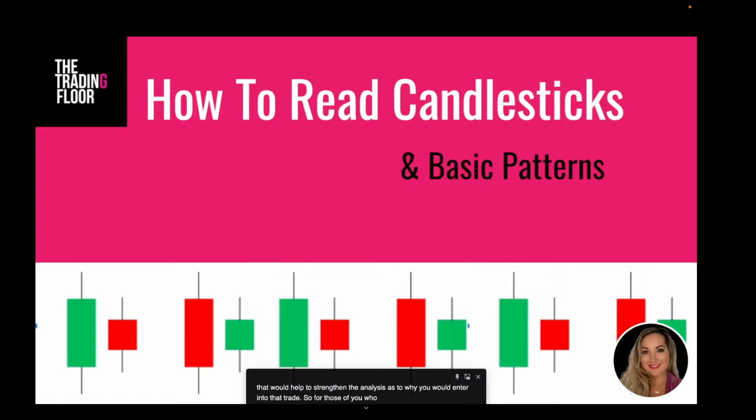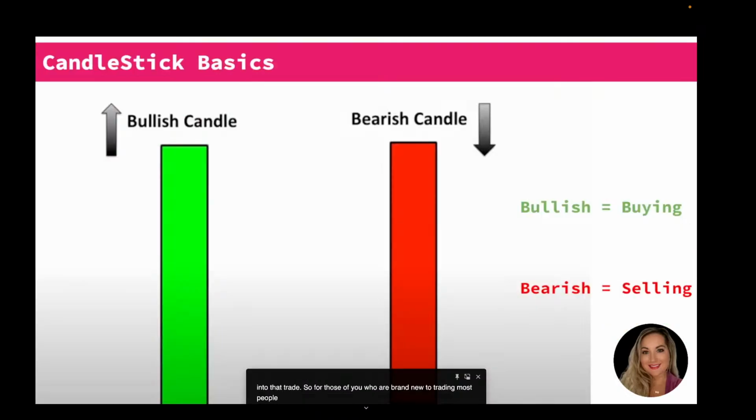So for those of you who are brand new to trading, most people use the Japanese candlesticks, which are formed by time. Each candle is formed by a set time. When you see things like 1 minute, 3 minute, 5 minute, 15 minute, 1 hour, 4 hour, daily, those time frames on your chart, say hypothetically we clicked on the 5 minute time frame, that would mean that each candle that prints is 5 minutes worth of time. It took 5 minutes for that candle to completely form from open to close.